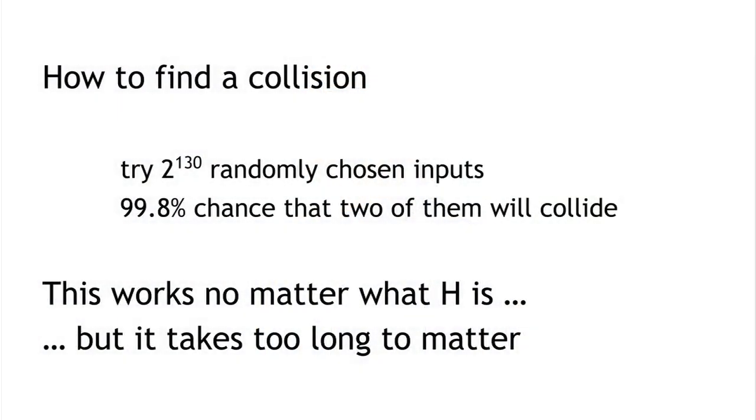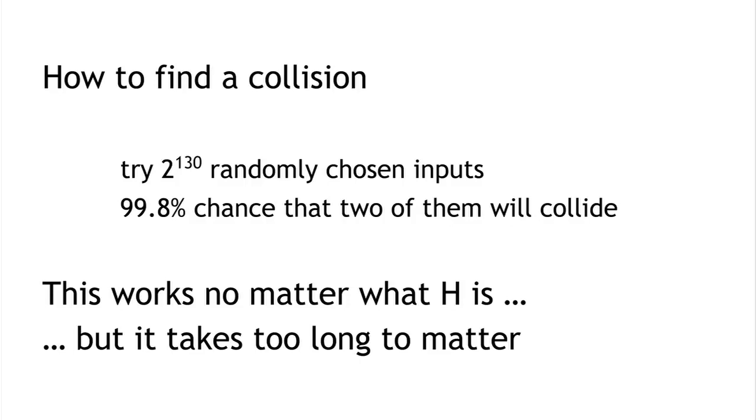Let me tell you how to find a collision, because there's a method that's guaranteed to work. We're going to pick 2 to the 130 randomly chosen inputs over on the left cloud of that previous diagram. If we pick those 2 to the 130 randomly chosen inputs, it turns out there's a 99.8% chance that at least 2 of them are going to collide. So this is a very simple method for finding a collision. It works no matter what the hash function is, but of course the problem is that this takes a very, very long time to do.